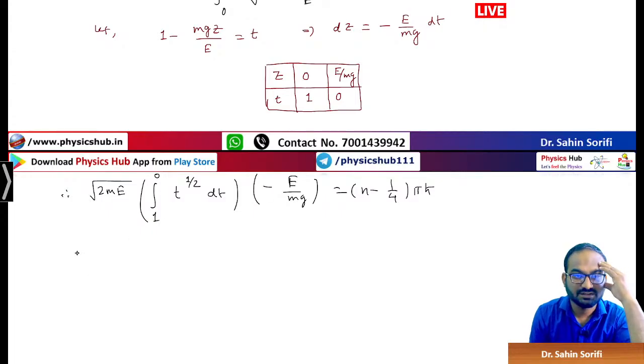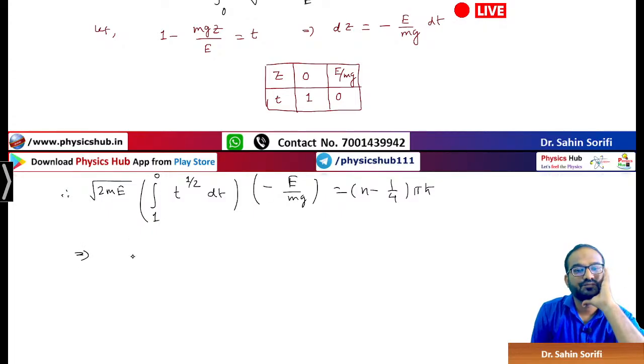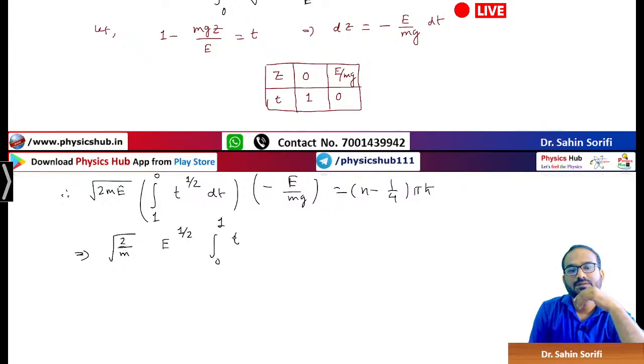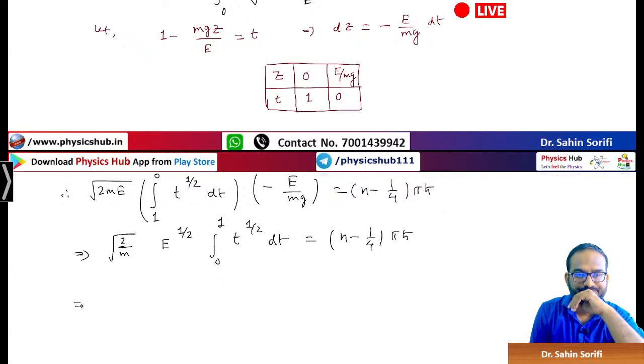Now if we absorb this minus sign, it will become the square root of 2m into E squared, square root of 2 by m, right? 2 by m, E to the power half plus 1, that is 3 by 2. Here it is 0 to 1, t to the power half dt, equals (n minus 1/4) pi h cut. Okay.